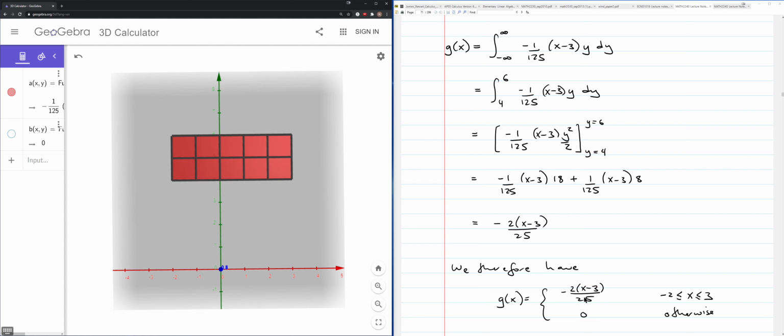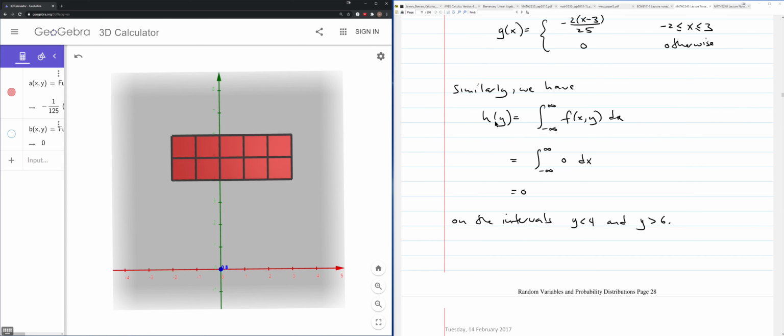The g of x is equal to this function, minus 2x minus 3 on 25, between minus 2 and 3. And it's going to be 0 for x less than minus 2, and it's going to be 0 for x bigger than 3. So that's how you state it. It's non-zero between minus 2 and 3, equal to this function there. But everywhere else, namely when x is less than minus 2 and when x is bigger than 3, it's equal to 0, so you just say it's 0 otherwise.